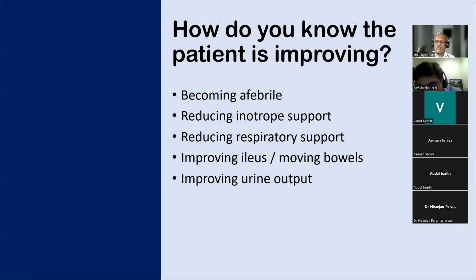You find that he's in a 4-liter positive fluid balance. Still the urine output is 800 ml a day. You give him 5 liters of fluid a day. On day 3 or 4, when he is improving, this guy puts out 3 liters of urine straight away. So it's one of the earliest and the best indicators that his sepsis is improving.